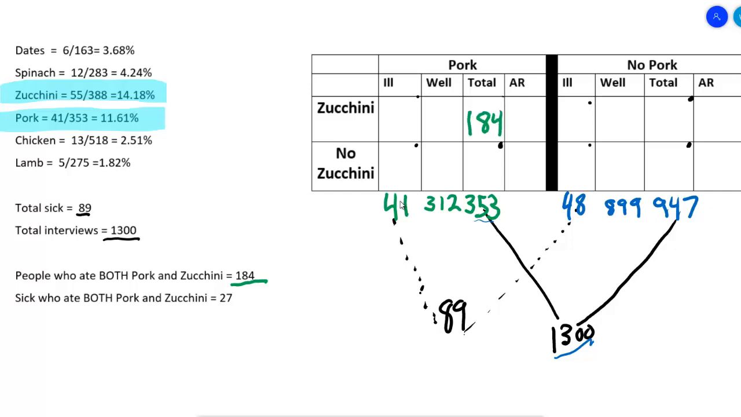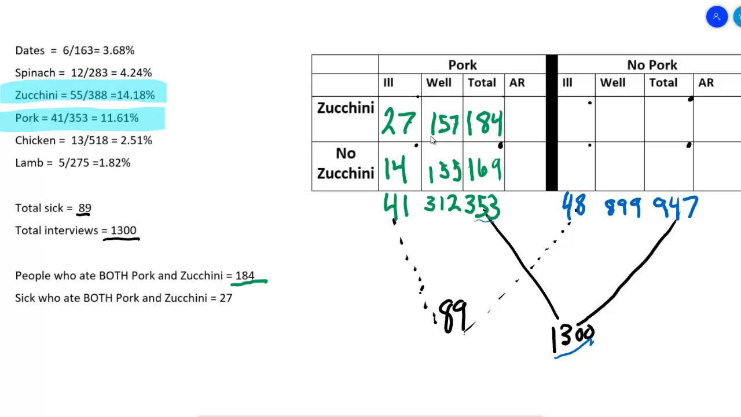We also know that out of that 184, 27 people were sick. Out of the 184, if 27 are sick, that means 157 are well. Now we can do the math up and down pretty easily, because these columns must equal the totals at the bottom. So 41 minus 27 is 14. And 312 minus 157 is 155. And 353 minus 184 is equal to 169.